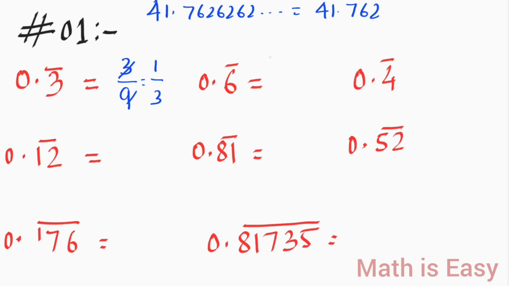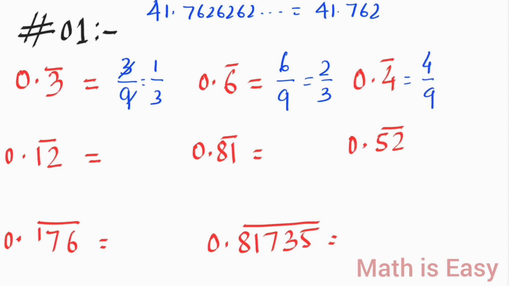Okay. Similarly, the number that has a bar on it is right after the decimal, so this falls in the first category. How do we write it? 6 upon 9. Okay, only one 9 because only one digit is repeating here. And we can simplify this: 3 2s are 6, 3 3s are 9. Now this one, similarly, becomes 4 upon 9.